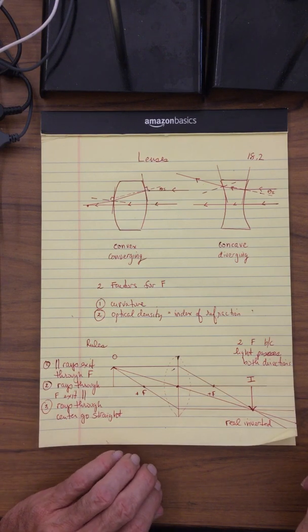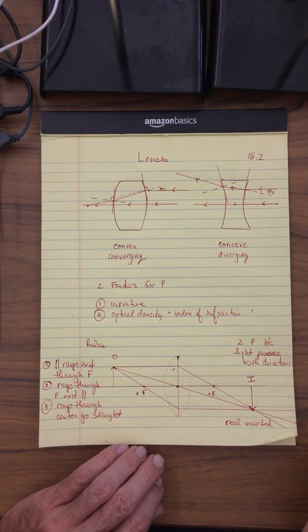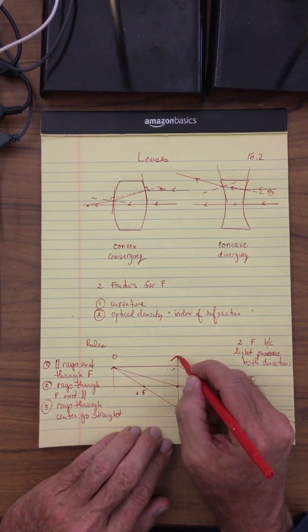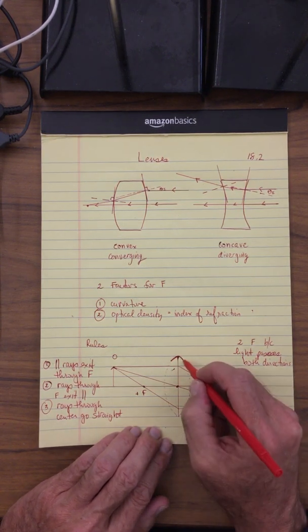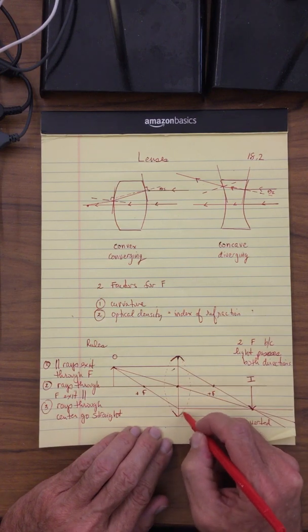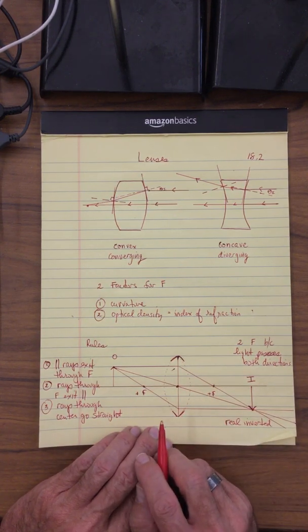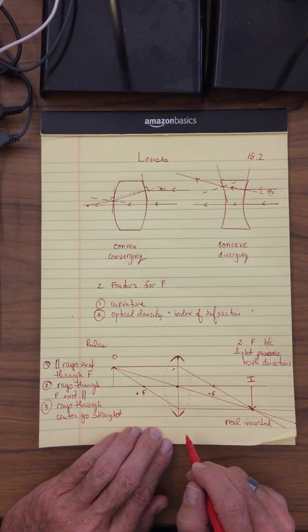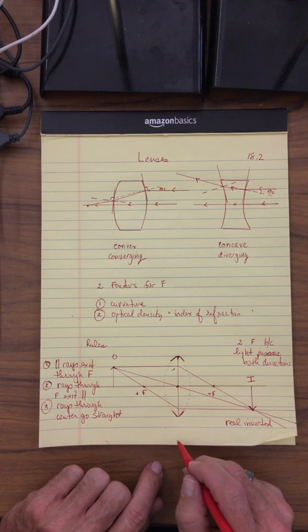Now, the symbol for convex lenses, if you follow the curvature right here, we're going to make a solid line here and a solid line here, just to that point, and a solid line and a solid line here. So it sort of looks like an arrow up and an arrow down, and this is the symbol for our convex lens.